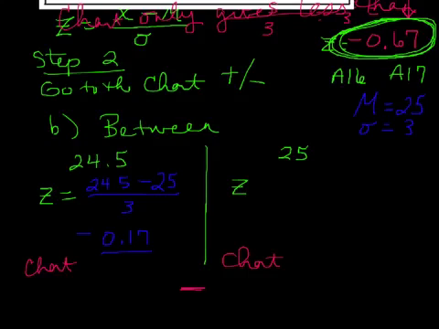Now I'm going to go over here and get the z-score for the second one. My x value is 25, which is also my mean. And I subtract my mean, well, 0 divided by 3 is 0. So that's a z-score of 0. Now I've got to go to the chart for each of those. So I have to pull my chart back up. And the first one was negative, so I have to go to the negative chart for this one.